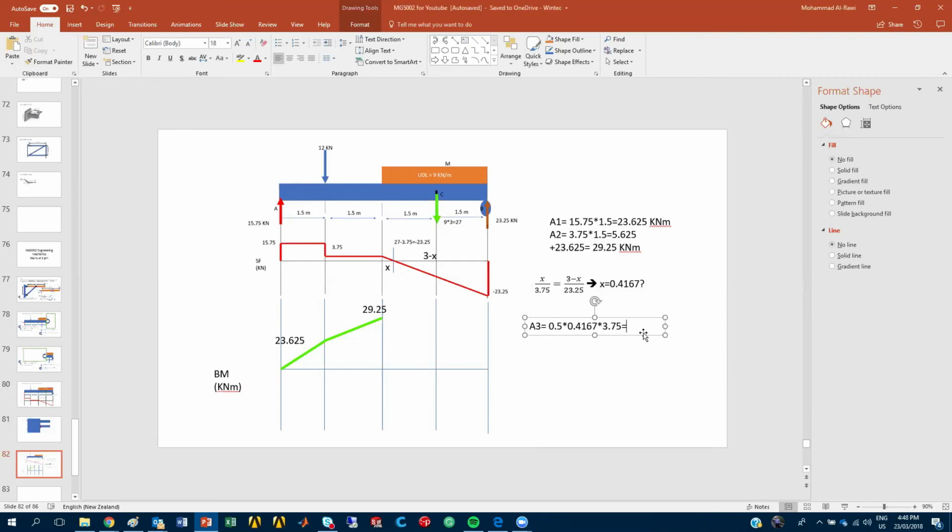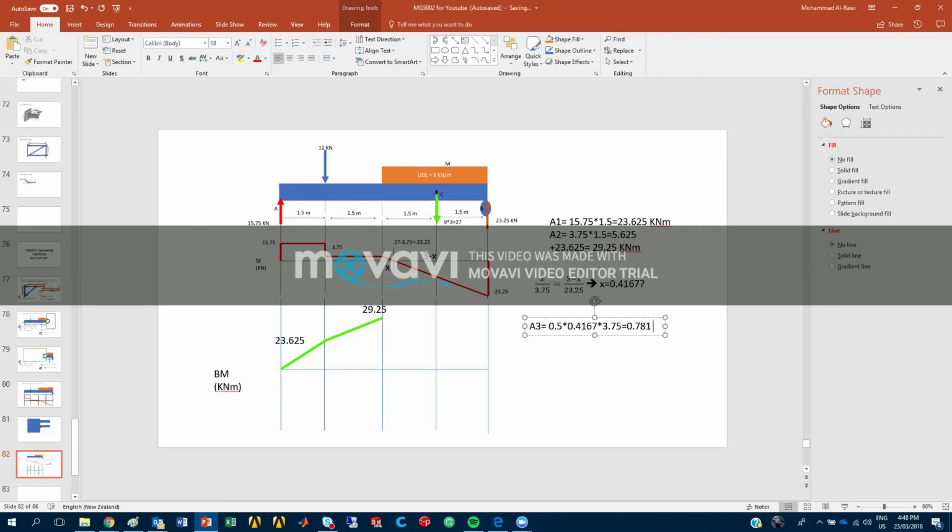Good. So it's 0.78, 0.781 kilonewtons. Now, is this area negative or positive? And I'll explain to you.